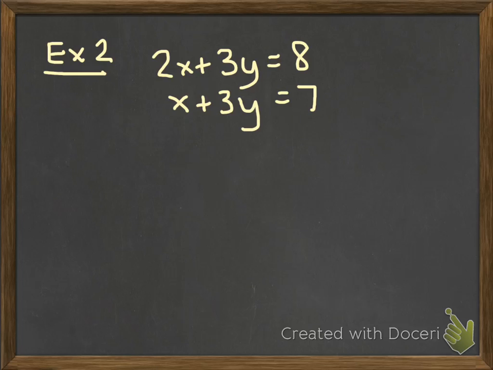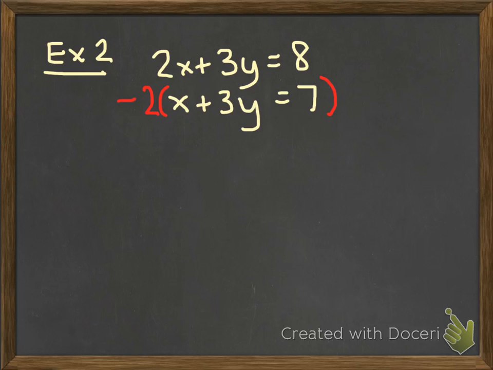Okay, example 2, first line is 2x plus 3y equals 8. Second line is x plus 3y equals 7. We could either try to cancel out the x's, or we can try to cancel out the y's. It actually doesn't matter, it'll come out the same. We can cancel out the x's by multiplying the bottom by -2. If we multiply everything on the bottom by -2, the x's will cancel out.